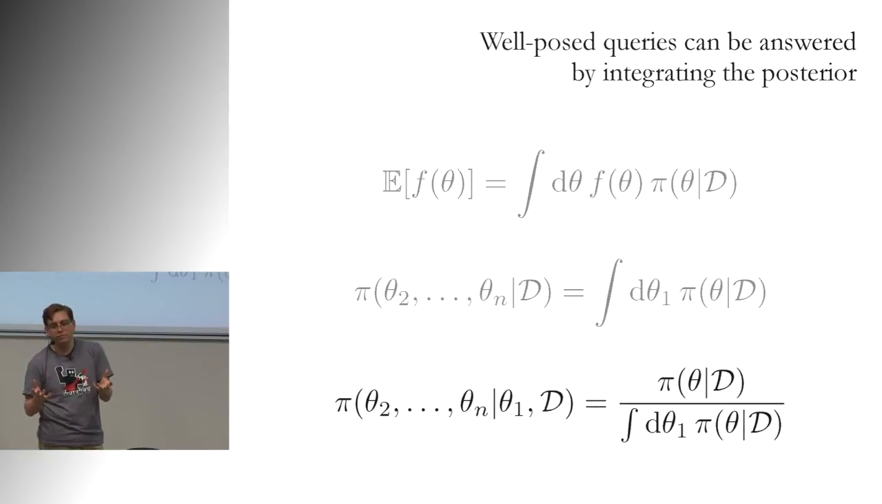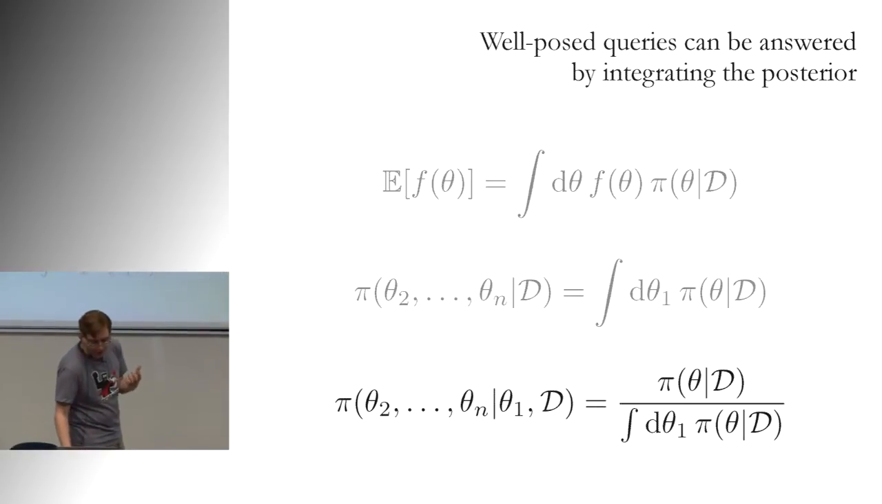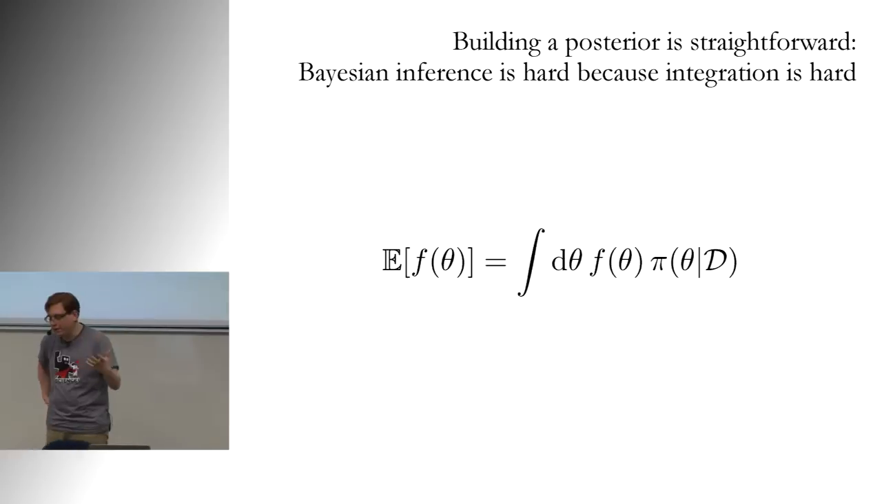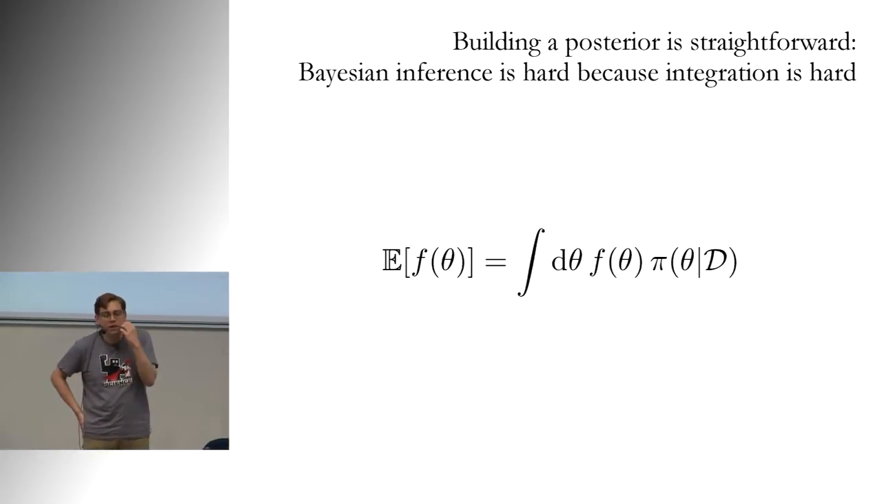are integrals. And so in a very real sense, high dimensional inference and Bayesian inference isn't hard because it's conceptually hard. Building a model isn't trivial, but it's a straightforward process. Computationally, this stuff is really, really hard purely because integration is hard. That's it.